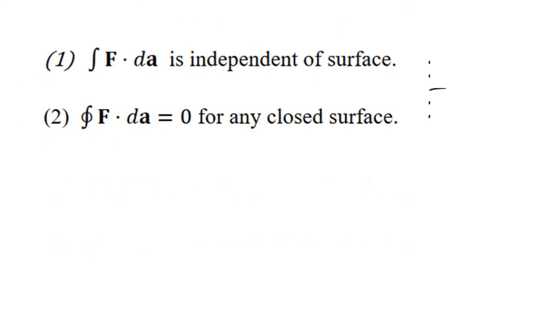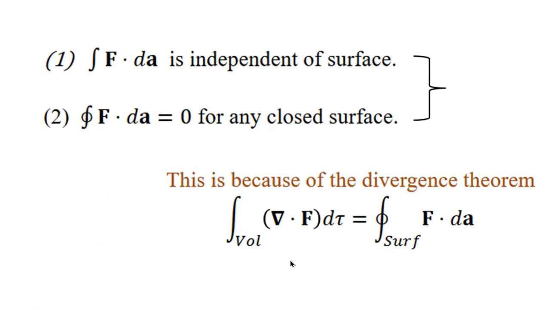ഇതെങ്ങനെയാണ് വരുന്നത് നോക്കൂ. We have divergence theorem. According to divergence theorem, volume integral del dot F d tau equal to closed surface integral of F dot dA. For del dot F equal to 0 means this term on RHS will be equal to 0. So that is the condition 2. Closed integral F dot dA equal to 0 for a closed surface. That means integral F dot dA is independent of the surface.